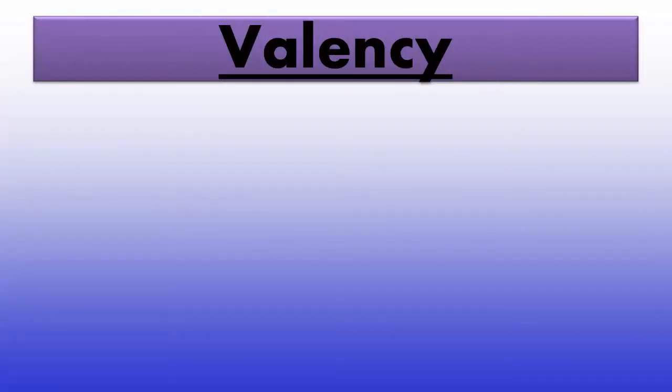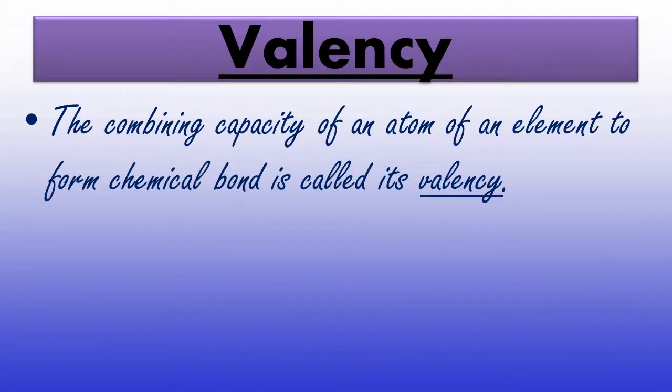Alright, so what is valency? Students, you have already learned about valency in your previous standard, but let's see it again. The combining capacity of an atom of an element to form a chemical bond is called its valency. That means to form a chemical compound, a bond should be there.